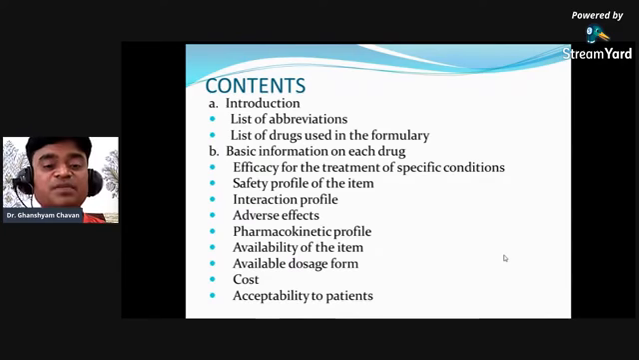Now, acceptability to the patients. Here also there is a role of the pharmacist, whether the patient is accepting that drug or not. It is the responsibility of the pharmacist to communicate with patients so that the patient finds the drug acceptable. He should tell the patient how the drug is good for his health, and how he should take it. So acceptability to the patient is also important.